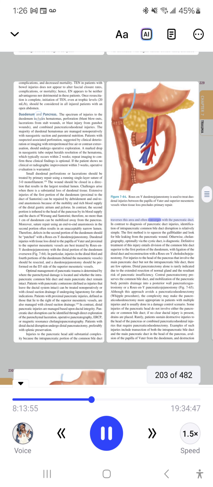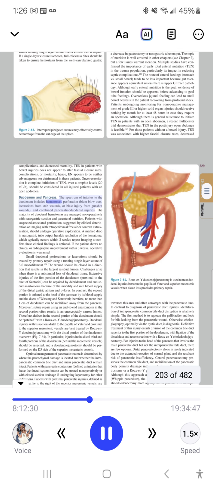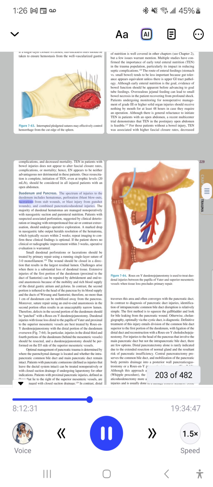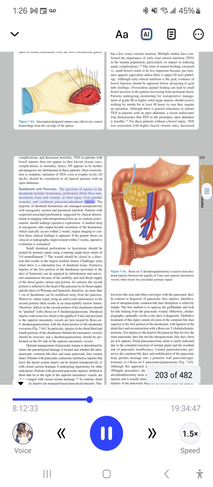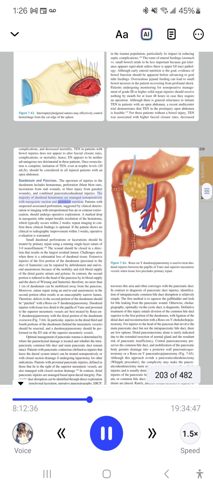The duct traverses this area and often converges with the pancreas. The spectrum of injuries to the duodenum includes hematomas, perforation, blunt blowouts, lacerations from stab wounds, or blast injury from gunshot wounds, and combined pancreaticoduodenal injuries. The majority of duodenal hematomas are managed non-operatively with nasogastric suction and parenteral nutrition.